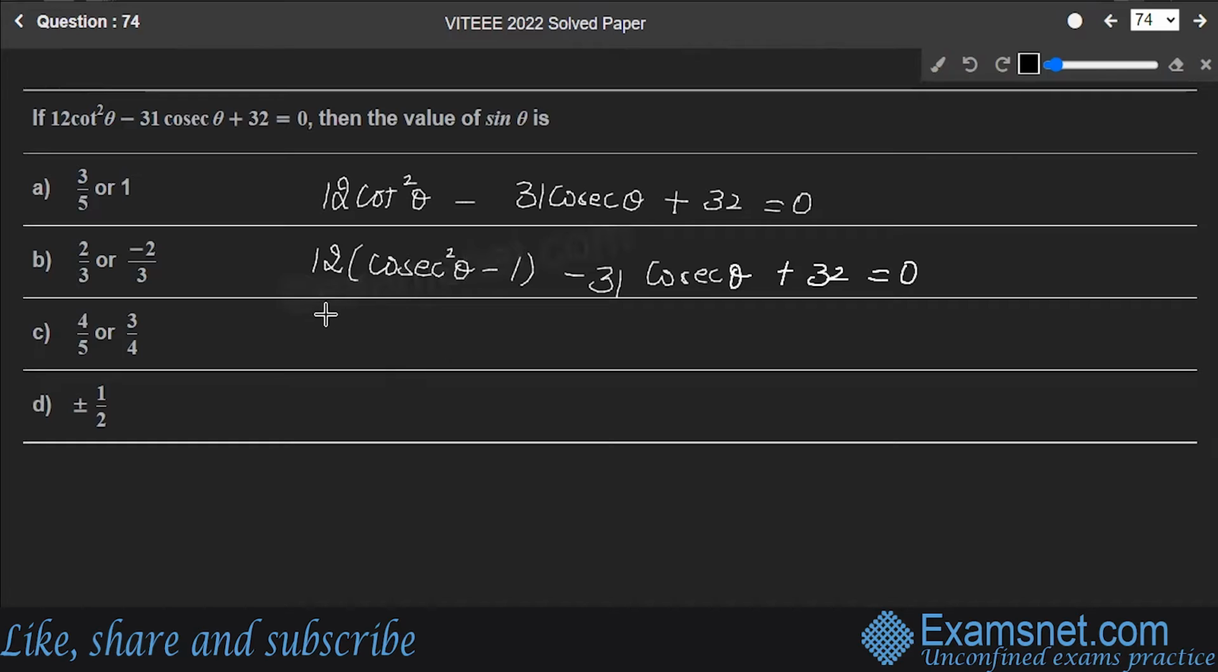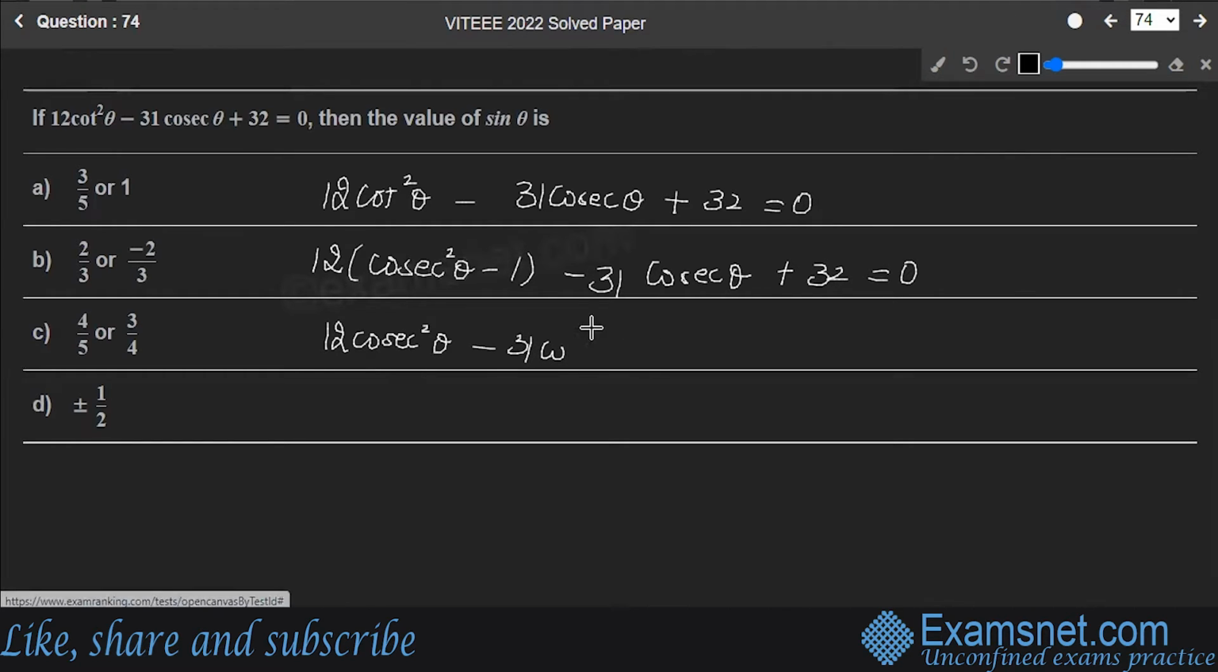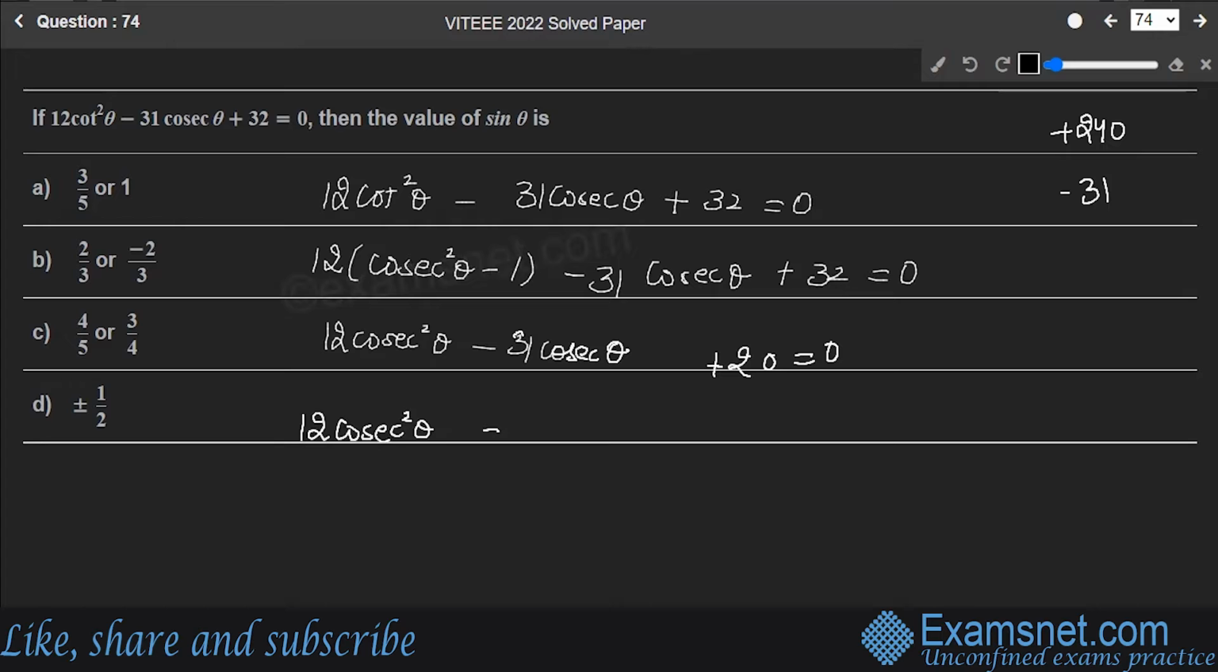Is equal to 0. Let's open up the brackets. So you have 12 cosecant squared theta minus 31 cosecant theta, and minus 12 plus 32, this will be plus 20 is equal to 0. Now this is a quadratic equation in cosecant theta. You have to find out two such numbers such that the product is equal to 240 and the difference is minus 31. So those two numbers will be minus 16 cosecant theta, minus 15 cosecant theta plus 20 is equal to 0.